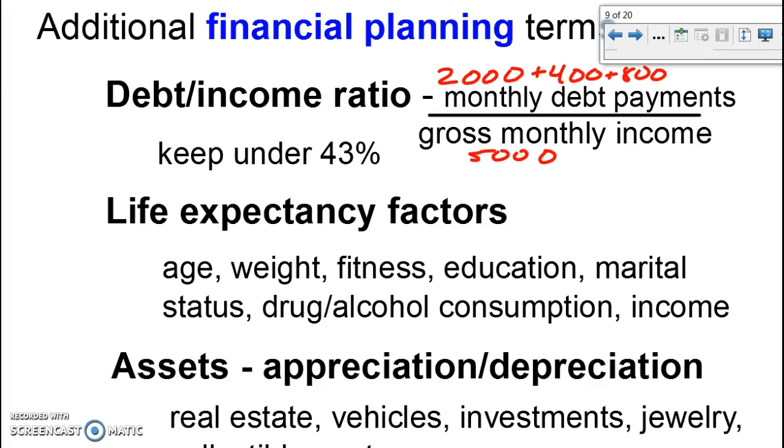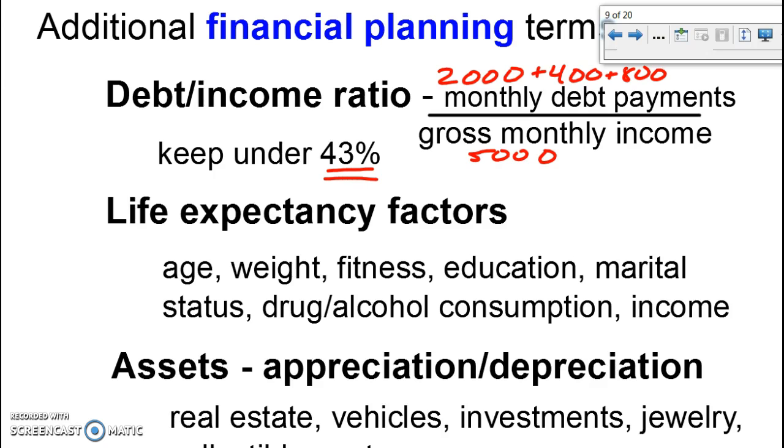That's pre-tax, your gross monthly income, not the actual amount that the business is setting aside for you. So you have $2,800 divided by 5,000. So you've got about 56% debt to income ratio. That's not good. Credit companies and also mortgage lenders, and of course here I'm pretending you already have a mortgage, want you to keep it under 43% or you might not get the best interest rates when you're looking to borrow money.